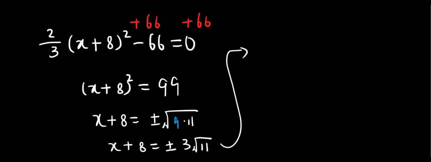And we're going to continue because we want to know what is x. We don't want x plus 8. So you're going to minus 8 each side. So you have positive, negative. Oh, whoops, I want to write down the 3 here. So let me erase this. 3 square root 11 minus 8.